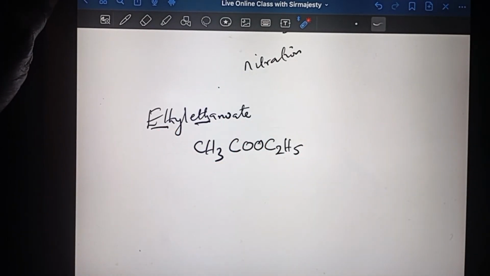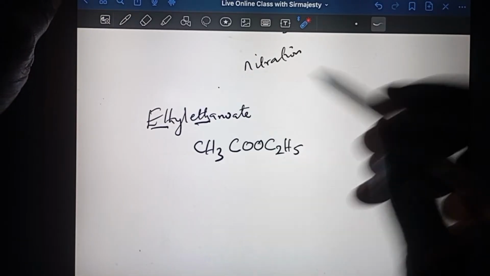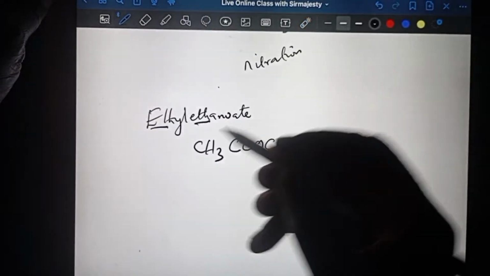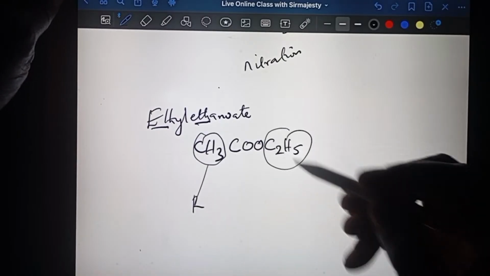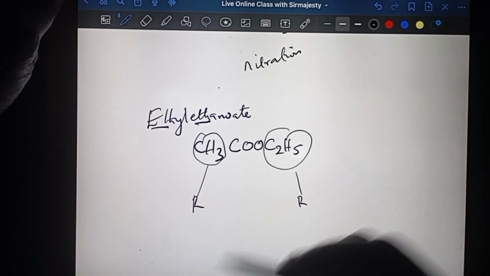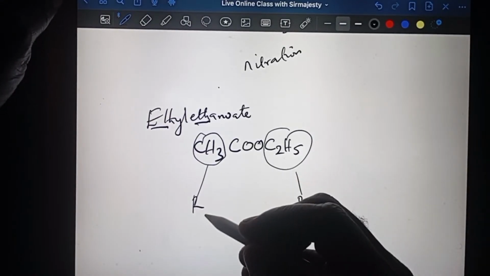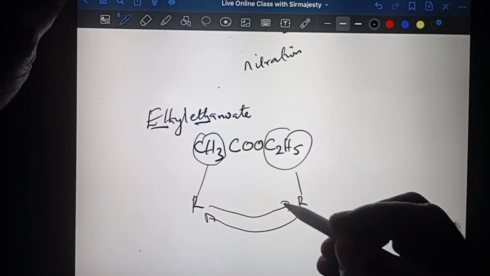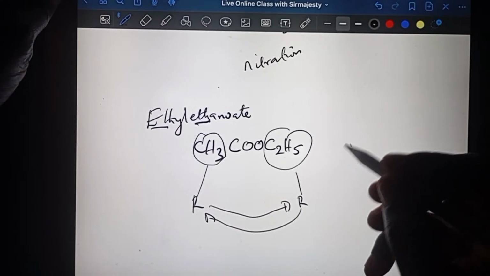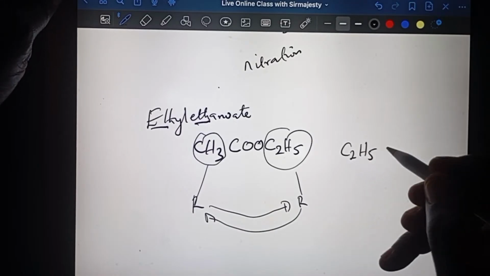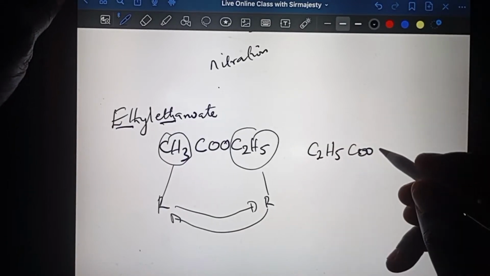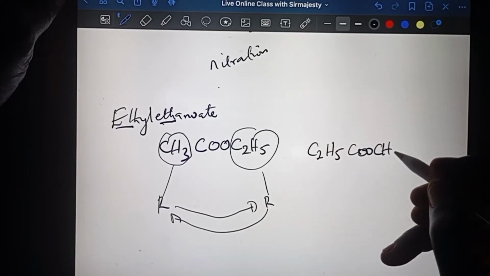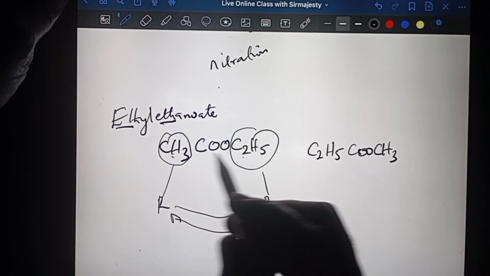All right. So this is the ethyl ethanoate, and what are the R's? This is the R. These two are the R's. So exchanging them, bringing this one here and taking this one here. Let's go. What will it be? C2H5, COO is constant, COOCH3. So I've exchanged it.